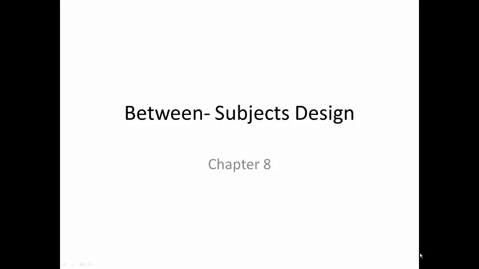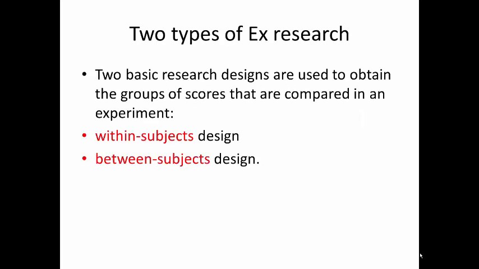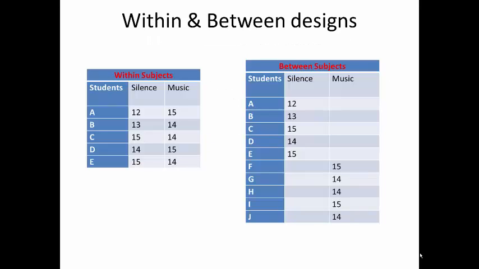Chapter 8, Between Subject Design. There are two types of experimental research, within subjects and between subjects. This chapter is focusing on between subject designs, and the next chapter is going to focus on within subject design.